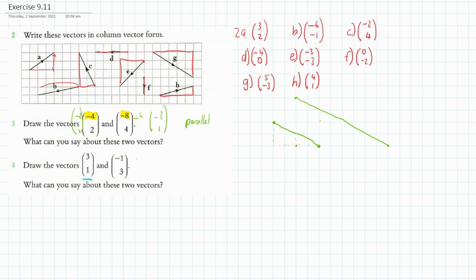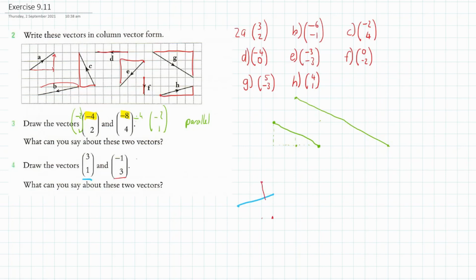Okay, so for this one, 3, 1 is going to be like this. We go across 3 and then up 1. So that's our vector there. And then let's do this other one, the red. Minus 1, up 3. So maybe I'll start here. I'll go minus 1 and then up 3. 1, 2, 3, and that's like that.